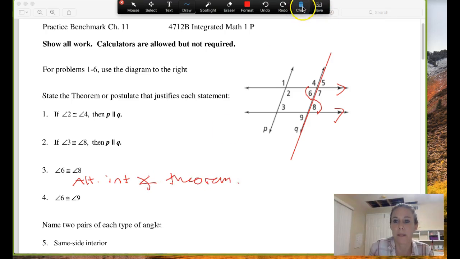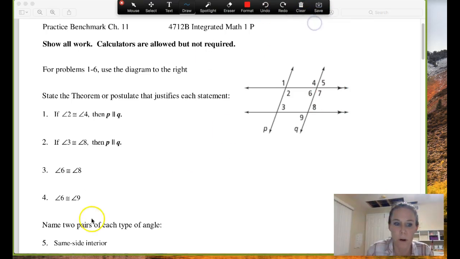All right, and that's all there is to it. Let's look at number 4. We have angle 6 and angle 9. Once again, this would be the transversal involved here, and then these two lines are already marked parallel. So look at this transversal and these two lines. Identify the lines you're working with. We don't care about any of this over here right now. We don't care about line P.